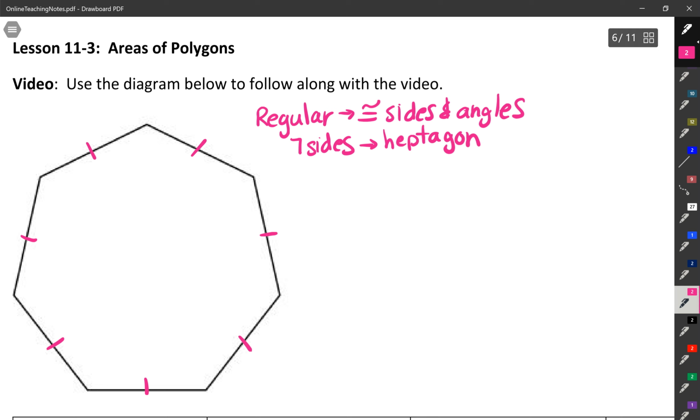So now some properties about this diagram here. I'm going to find my center. So here's the center, let's say. And I'm going to make some segments from the center, and we're going to look at what they do.